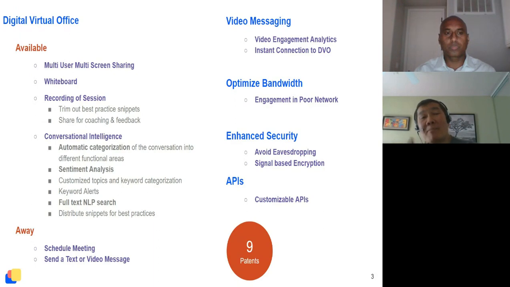Custom topics and keywords. Not only can I automatically categorize the conversation, but I can customize my own topics. Say I want to have vertical specific, like financial services or healthcare. Keyword alerts, full NLP searching, snippets or best practices. That's all bundled up in the first scenario, available.